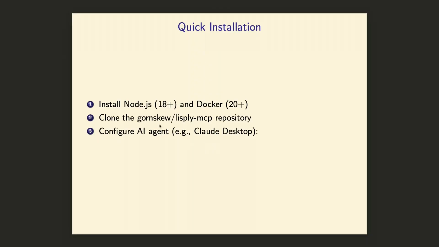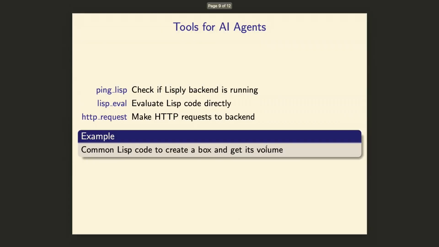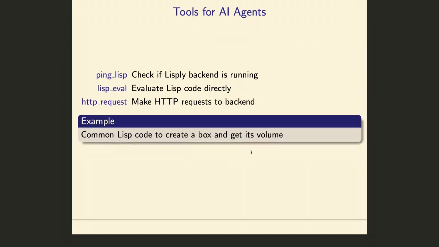These are some install notes. You need Node and you need Docker. The middleware is a JavaScript program, just because, reasons. And then you configure the AI, which is a configuration file that looks like this. That's all you have to do. You give the path that points to the Lisply MCP wrapper, which is a JavaScript program, and we're running it through WSL and Node in this case. Those are the details, and then you can mount whatever you want as a projects directory or whatever directory, and Lisp eval is the main one.